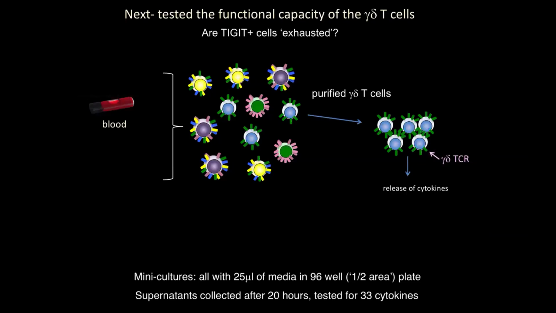So next, we wanted to determine if this higher inhibitor receptor expression meant that the gamma delta T cells were actually functionally impaired. Were they exhausted or not? We sorted all the gamma delta T cells from the blood samples, added them to small culture wells, and then after 20 hours collected the supernatant and measured 33 different cytokines in the soups.